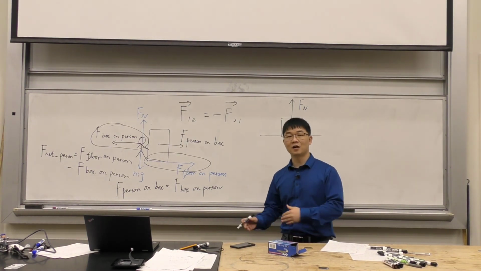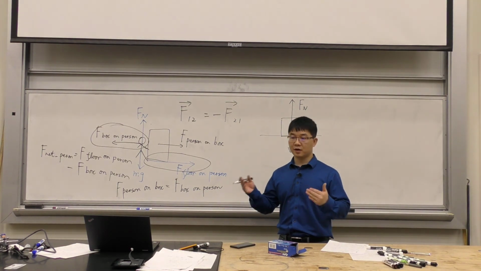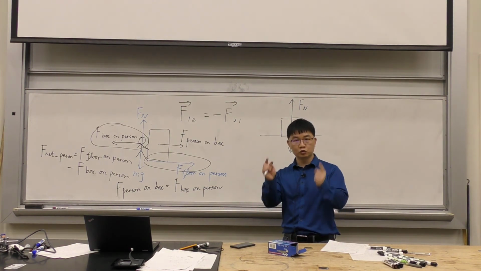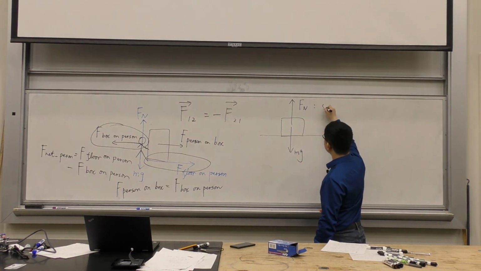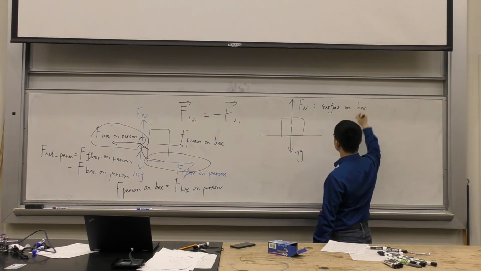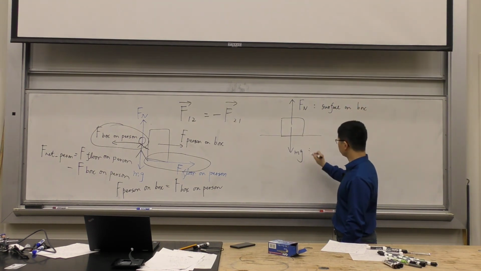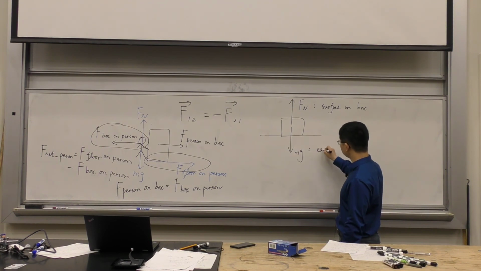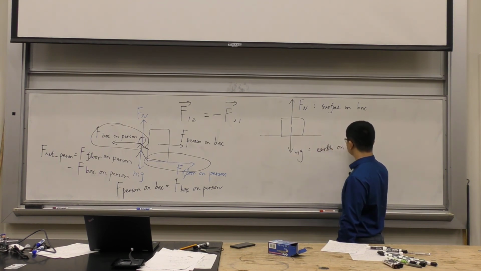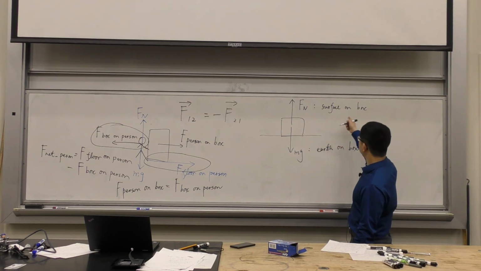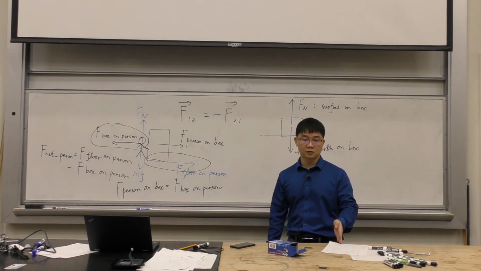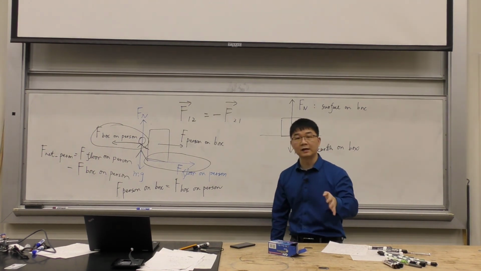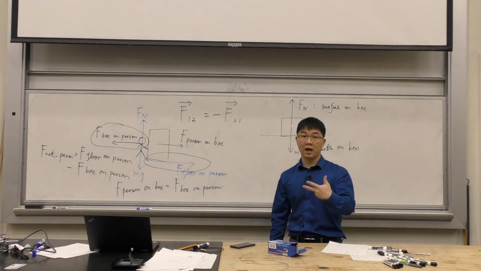Why? Because they come from different things. They are not the force between only two objects, right? What is this force? This is a force from the surface on the box. What is this force? This is the gravitational force, force of gravity from the Earth on the box, right? You see that this is not paired up. Action and reaction forces are the two forces from A on B and B on A. They pair up. You call them action and reaction.